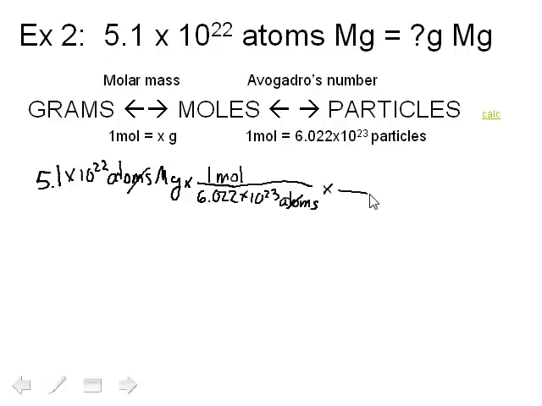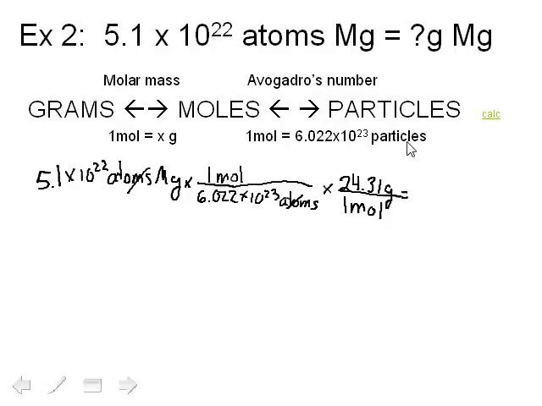Our next step, we already went particles to moles, now we go moles to grams. 1 mole is some number of grams. Well, we've got to look at our periodic table for magnesium. Magnesium is 24.31 grams. So we've got to put our 1 mole on bottom, because 1 mole on top and on bottom cancels out, and 24.31 grams.